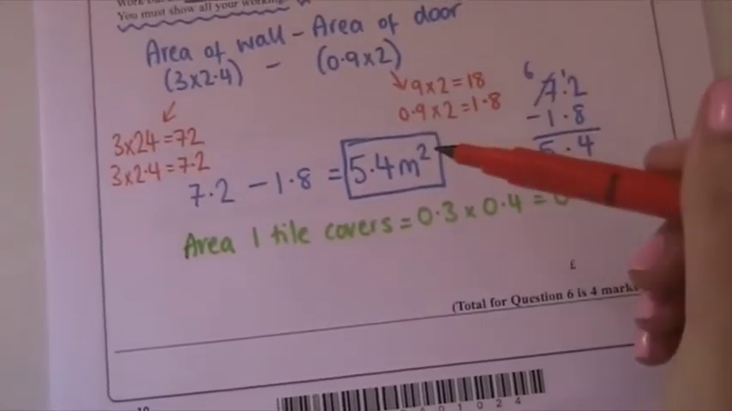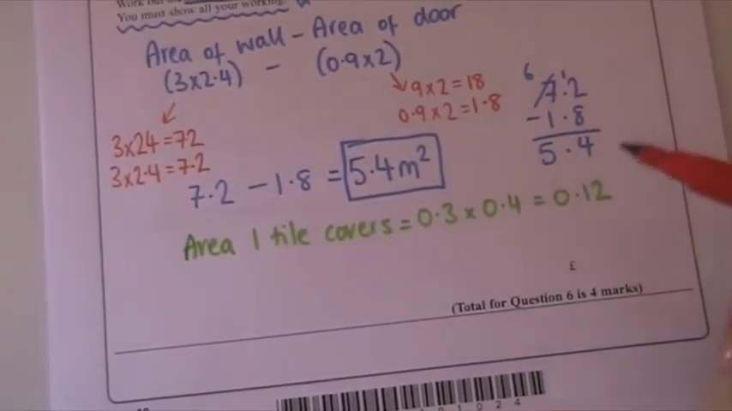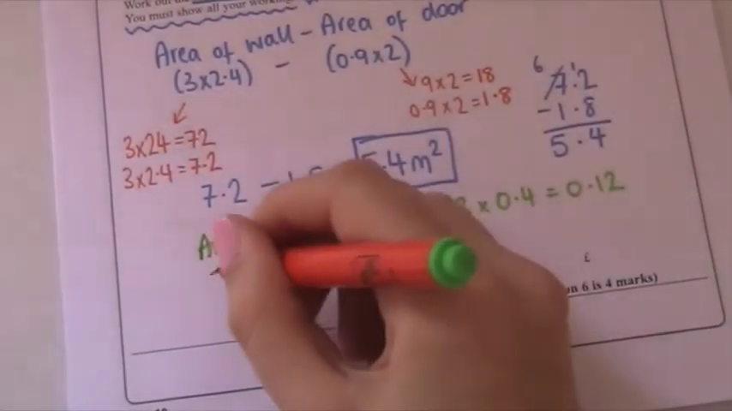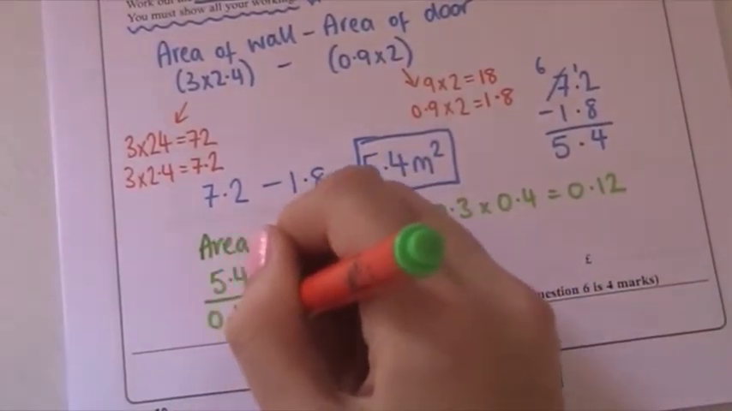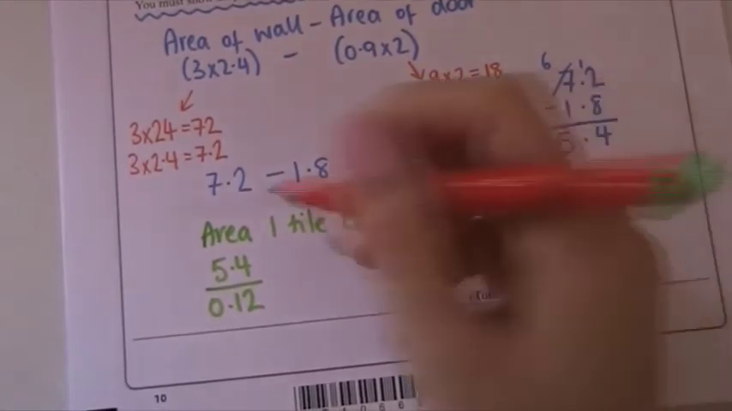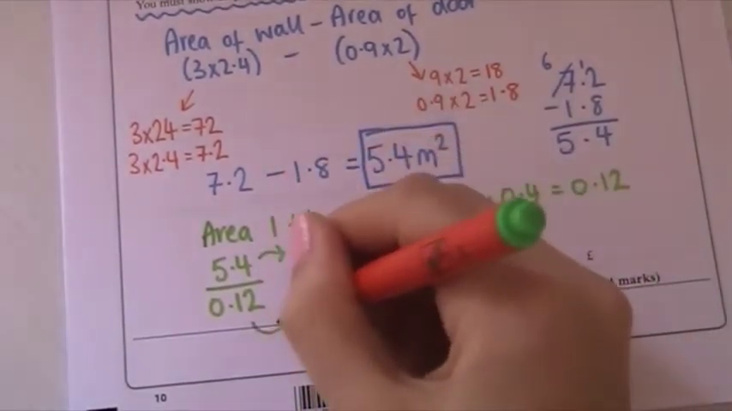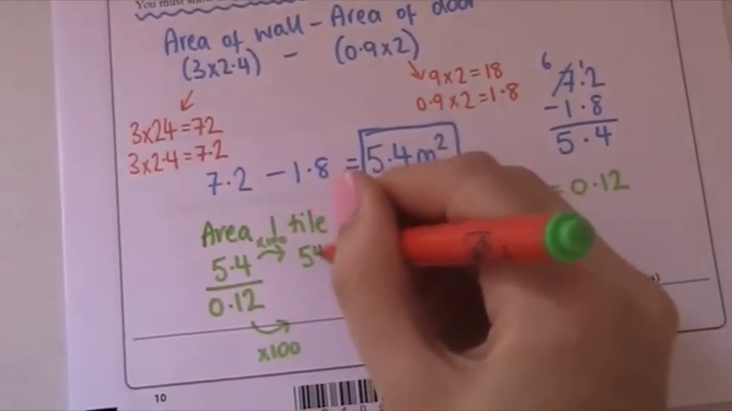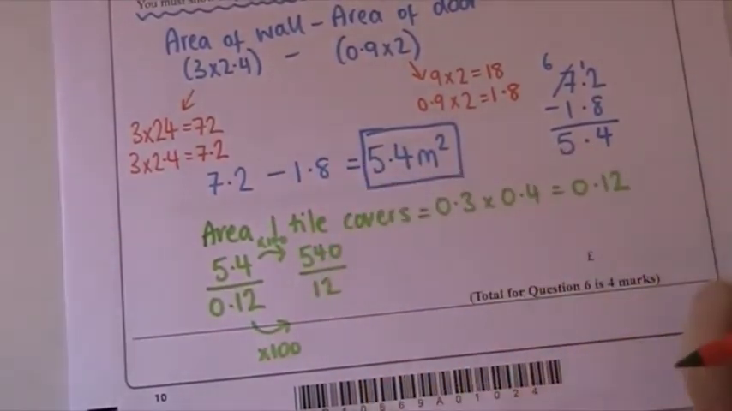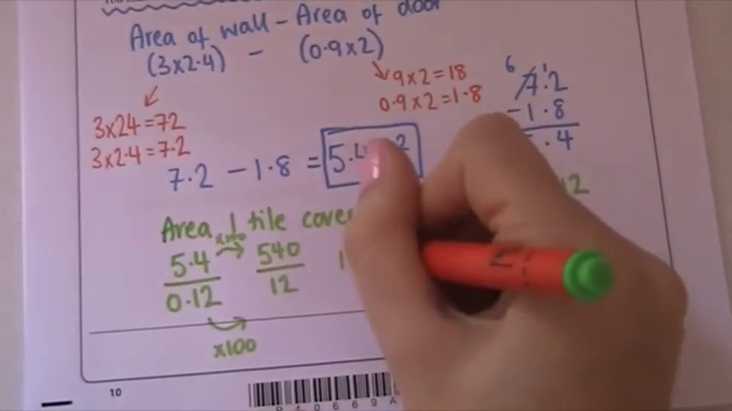So if we look at 5.4 metres squared for the area that we're decorating, we want to know how many tiles that will be. We'll be doing 5.4 divided by 0.12. So again, decimals, if you're unsure about that, you could times them both up by 100. So we could have 540 divided by 12. You could then use your bus stop method.